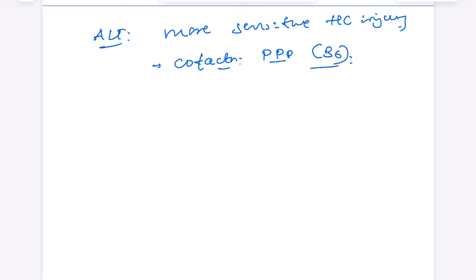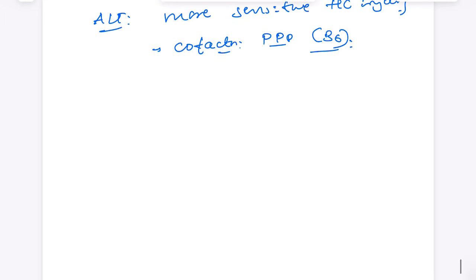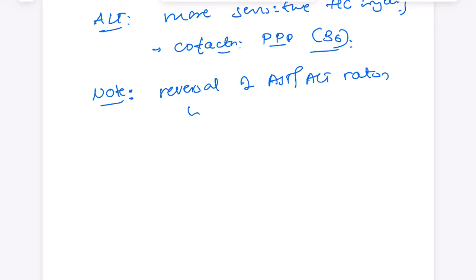And obviously ALT has a longer half-life compared to AST, so ALT will stay a longer time in plasma compared to AST. This helps in a very important clinical point, a star mark you can note here: reversal of the AST:ALT ratio in a known patient tells about clinical recovery.